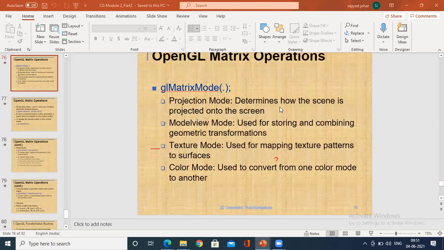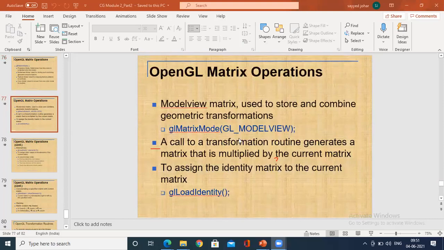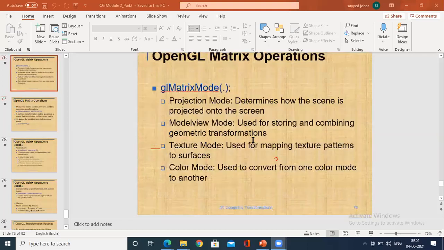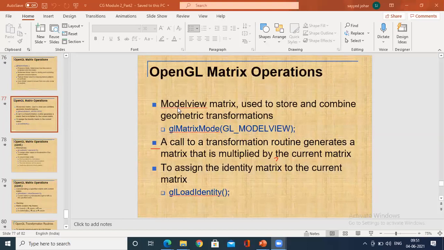Why do we use it in our program? Because it determines how the scene is to be projected on the screen. And the model view matrix is used to store and combine the geometric transformations. Right? So ultimately, anything that you draw on the screen or the window is a kind of transformation. These transformations have to be modeled to be presented how they should be shown on the screen. So for that, the model matrix is called.